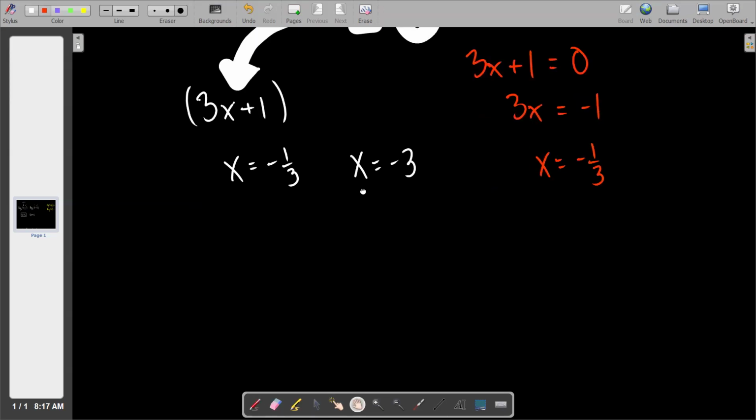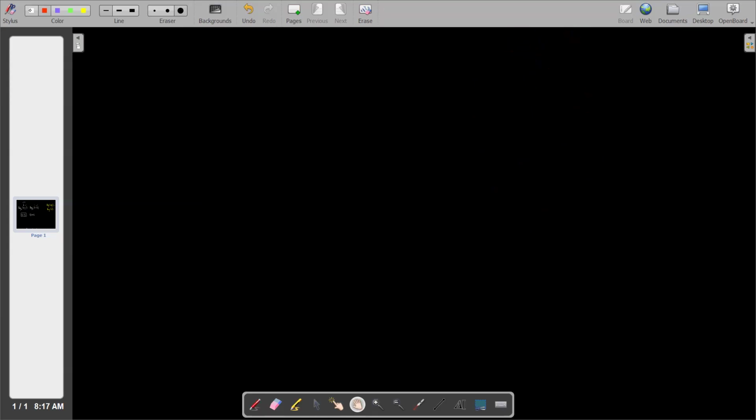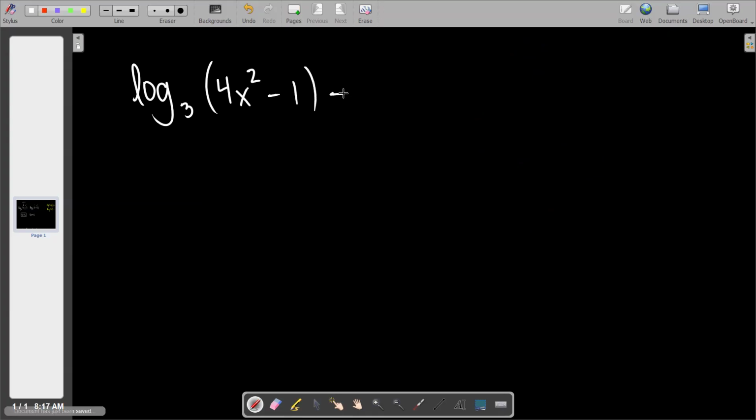All right, one more, okay, guys, and then we'll have some work time. Last one: log base 3 of 4x squared minus 1, minus log base 3 of x plus 2, equals 1. Condense, convert, solve, check.